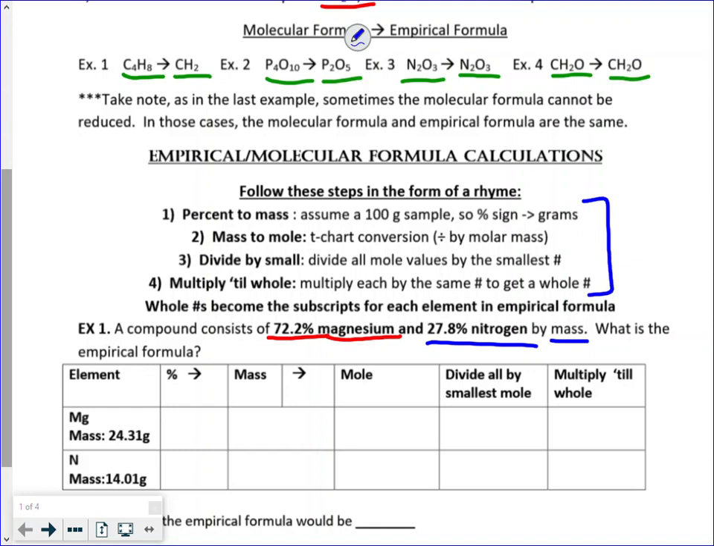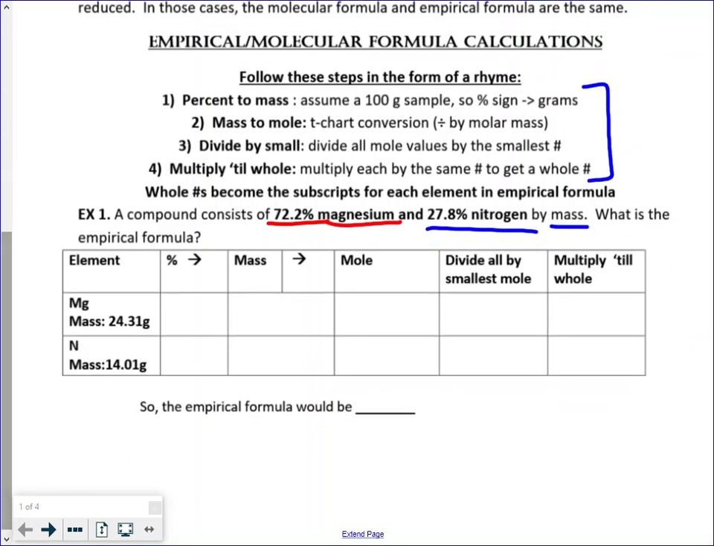So, the first step is percent to mass. Kind of is a little rhyme to help you remember the steps. Percent to mass, mass to mole, divide by small, multiply till whole. And when I'm referring to divide by small, we're talking about the smallest moles. And then you multiply until whole if you get something that isn't a whole number.